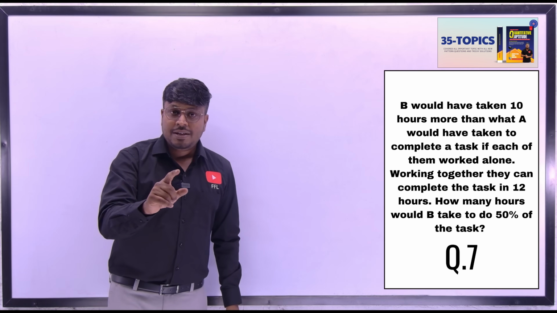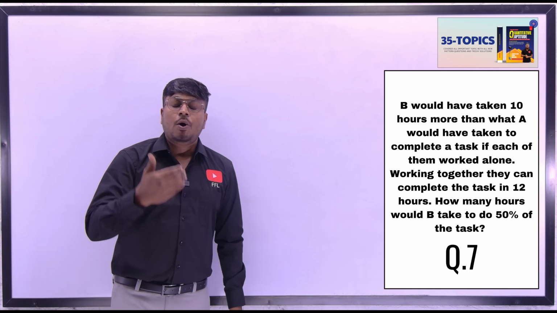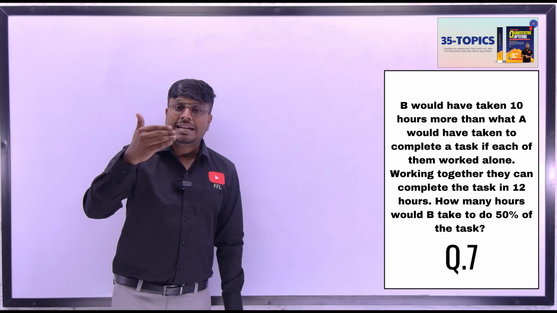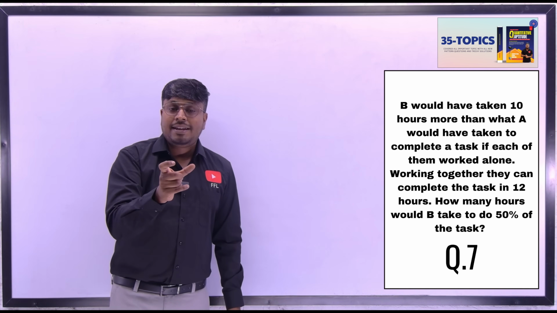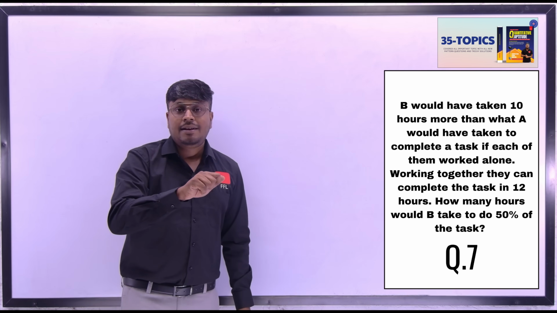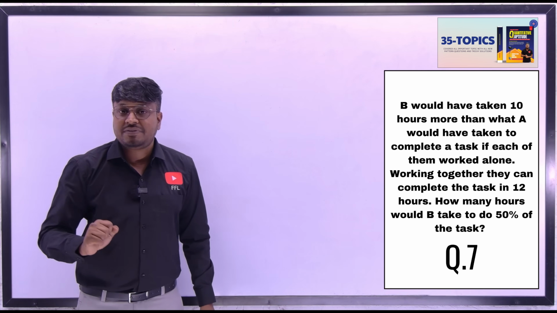What do you need to do? We have solved many questions like this. Always find how much time B takes for 100% of the task. After finding the final answer, from that answer, find what 50% of the number is.